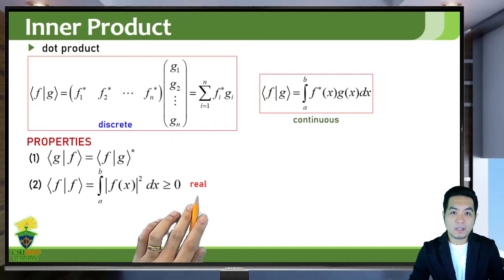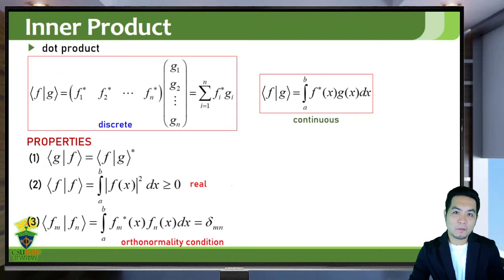They produce real values. A third property is the orthonormality condition. The inner product between two state vectors, fm and fn, is given by this. It's the Kronecker delta mn. So the value of this is either 1 or 0: 1 if it's an inner product with itself, 0 if it's an inner product with other vectors in the space. So this is the orthonormality condition.